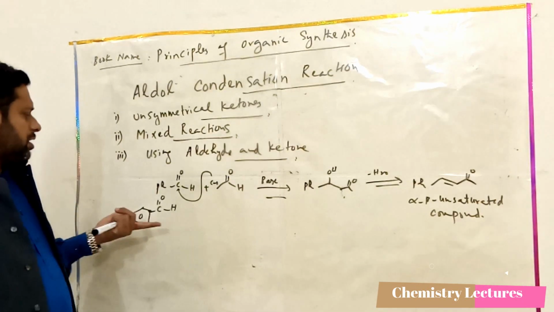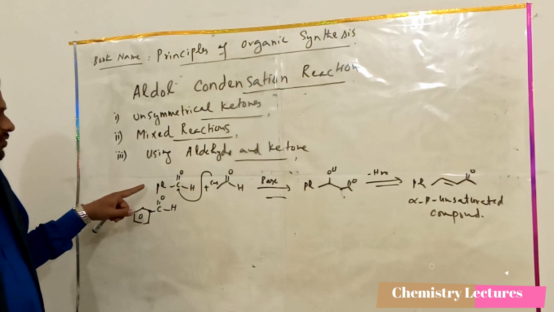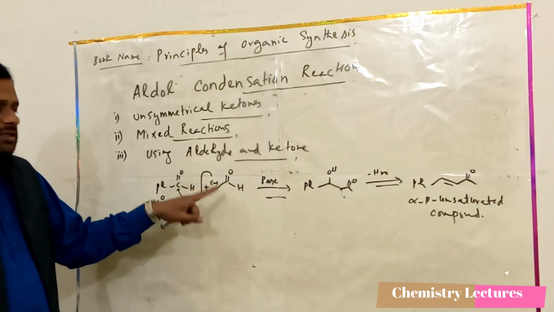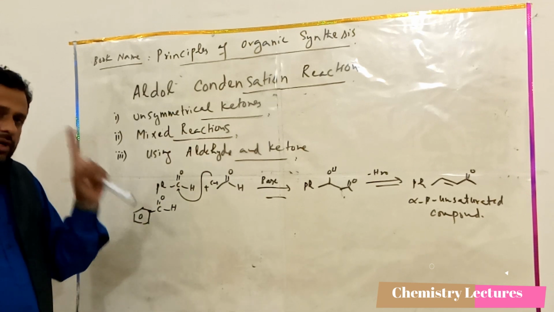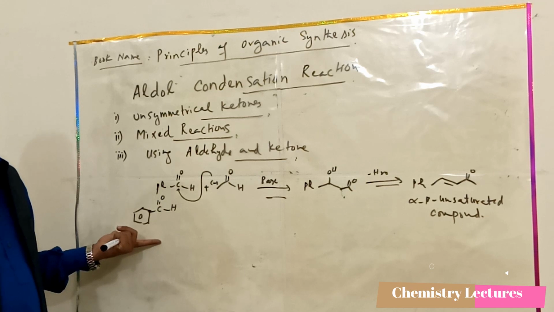So we come to know that if we carry out a reaction between aldehyde and ketone, we have to use an aldehyde which has no alpha hydrogen, and we use a ketone. Then this reaction will be successful. We will get only one product, and so this will be a useful reaction for industry purposes.